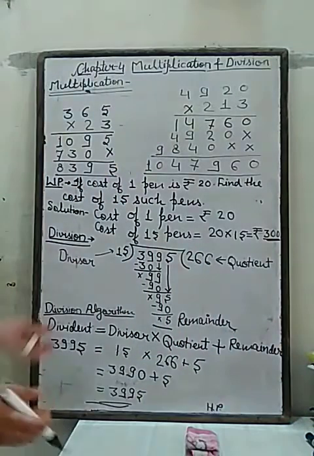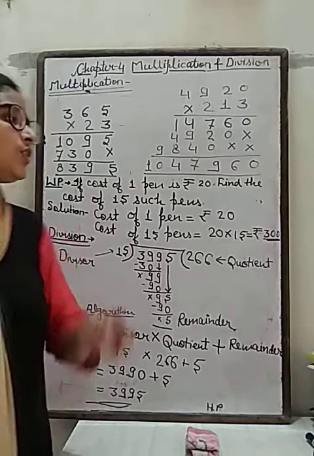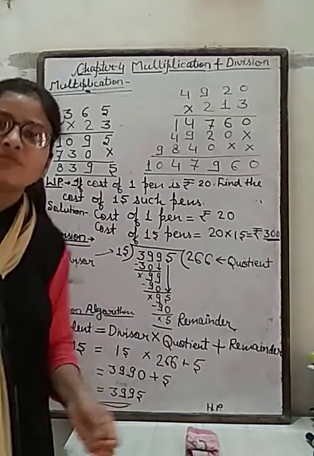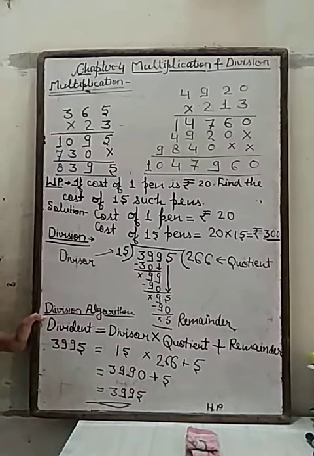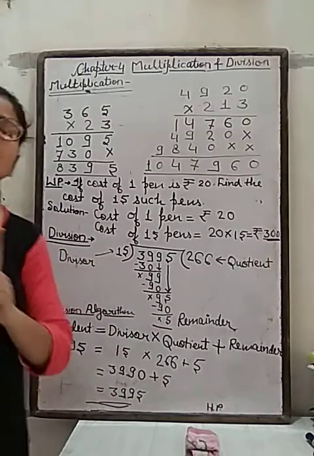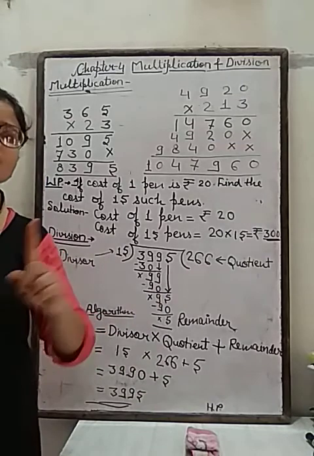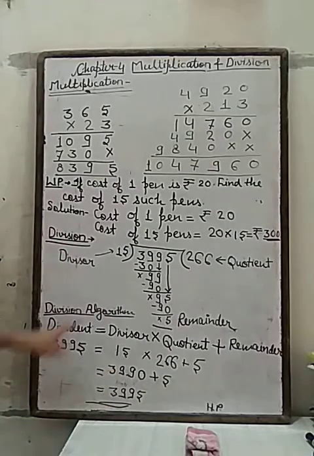Now I am telling you the division algorithm. You have also studied the division algorithm in your previous classes, but here I am taking it for revision. This is also in your syllabus. What is the division algorithm? Dividend is equal to divisor into quotient plus remainder. Just learn it.